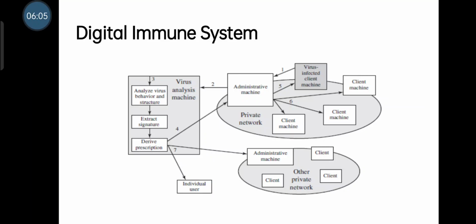So this is said to be the digital immune system. First, a virus-infected program goes to the machine. Secondly, it goes to the virus analysis machine, which will analyze and scan that virus and extract the signature. Afterwards, it will receive the prescription and inform the administrator machine. Once they get that information, they will send the report to the client machine. Then it will be propagated to all the client machines. In this way they inform the client machines that this program consists of a virus.